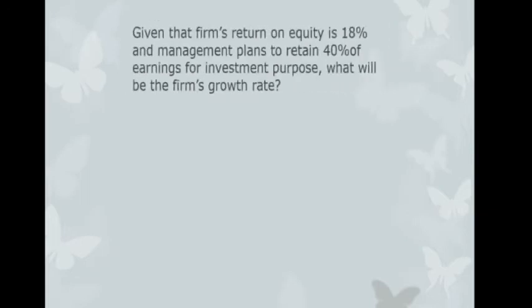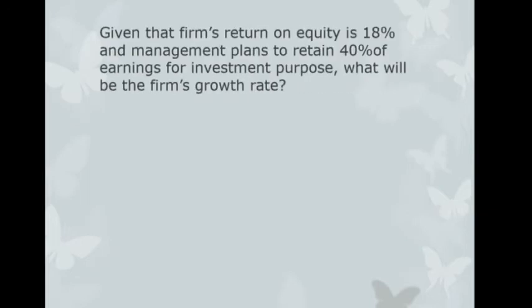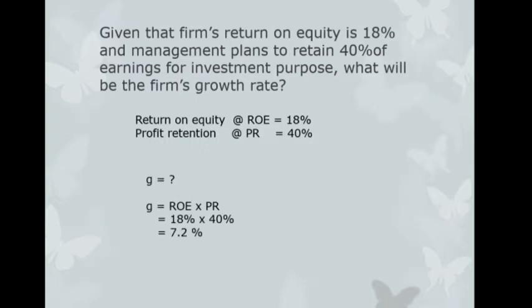Next question: given that the firm's return on equity is 18% and management plans to retain 40% of earnings for investment purposes, what will be the firm's growth rate? From the question, return on equity equals 18% and the profit retention equals 40%. So we have to find growth. The formula for growth equals ROE times PR. ROE equals 18% times 40%, and then we get the growth equal to 7.2%.